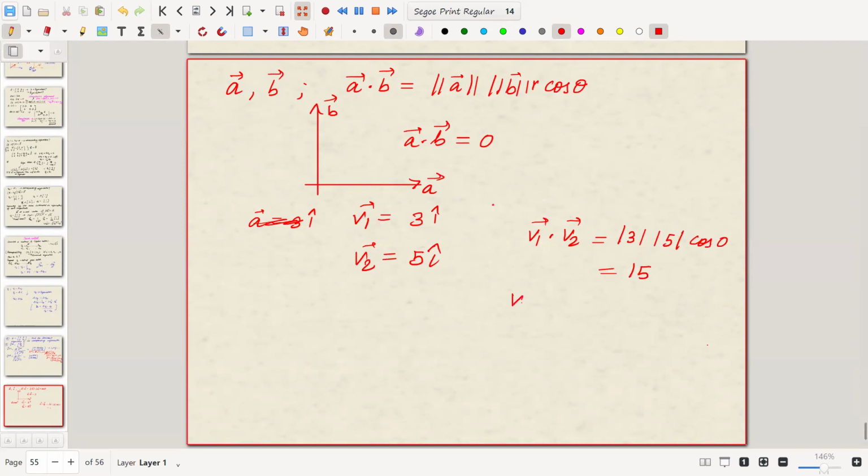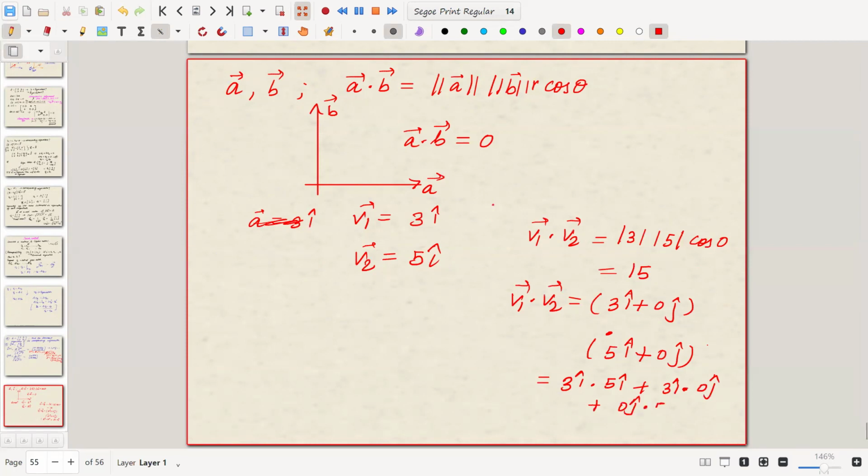It's a scalar quantity. Now there is another way also. V1 dot V2 is equal to 3I plus 0 j cap, dot with 5I plus 0 j cap. Now what I ask you to do is take the dot product with individual elements. Let us take 3I dot product with 5I, plus 3I cap dot product with 0 j cap, plus 0 j cap dot product with 5I cap, then 0 j cap dot product with 0 j cap.